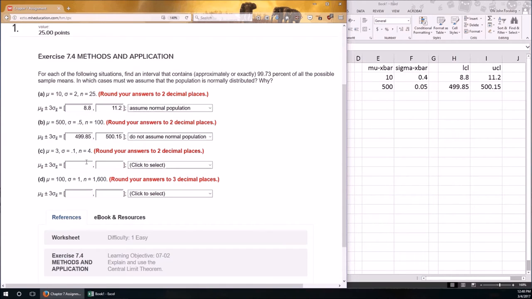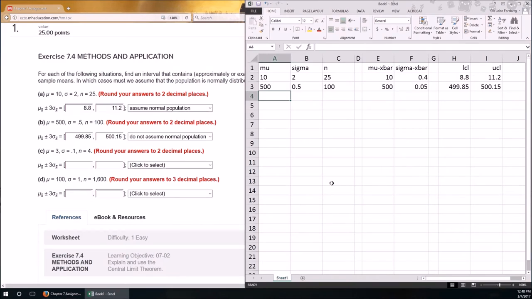C. We're given mu is equal to 3. We're given sigma is equal to 0.1. And we're given n is equal to 4. Copy and paste down. Mu sub x bar is 3. Sigma sub x bar is 0.05. Again, it's sigma divided by the square root of n.